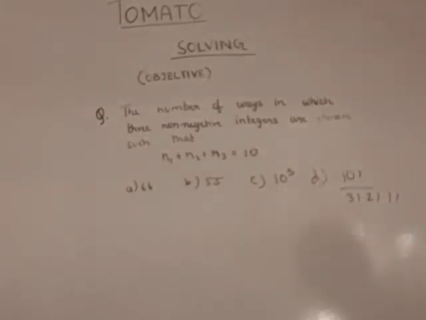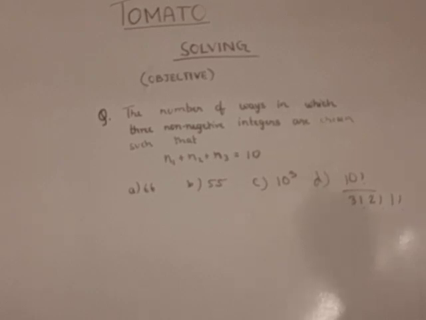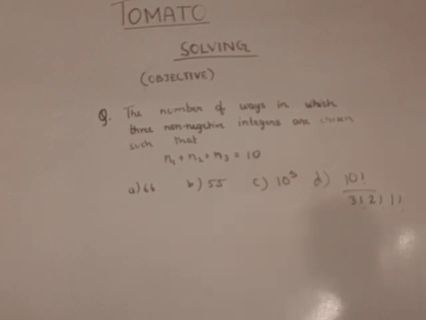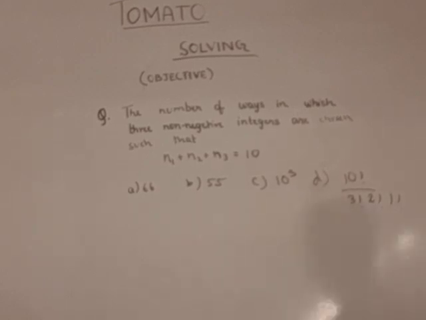The first question of today that we are going to deal with is: the number of ways in which three non-negative integers are chosen such that n1 plus n2 plus n3 equals 10 is option A 66, option B 55, option C 10 cubed, or option D 10 factorial by 3 factorial into 2 factorial into 1 factorial.